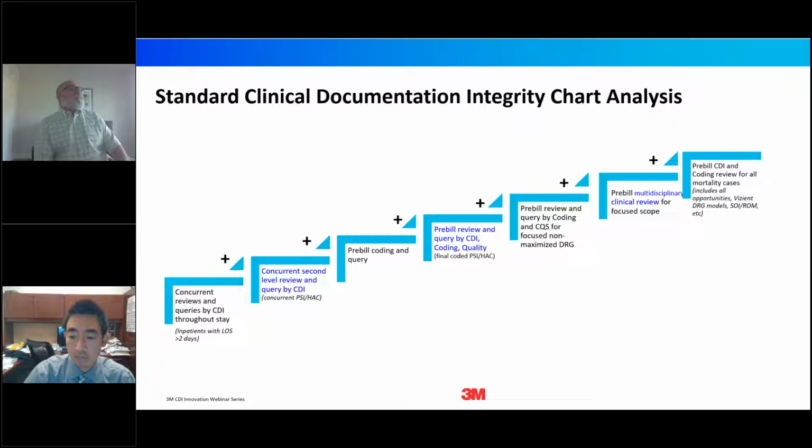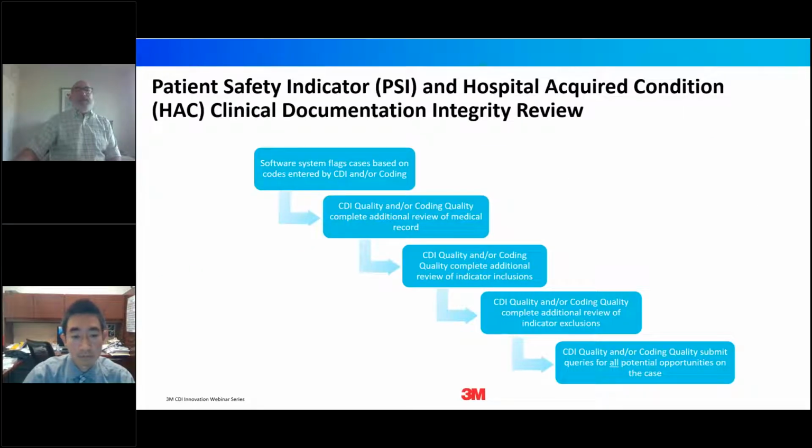We also do pre-bill reviews and queries for any focused non-maximized DRGs. We do multidisciplinary clinical reviews, like I talked about before, for certain focus areas. And we do look at all of our mortality cases as a multidisciplinary team. So, like I said, we use the 3M software, and when it flags a case concurrently and or by coding, then it flags for additional reviews.